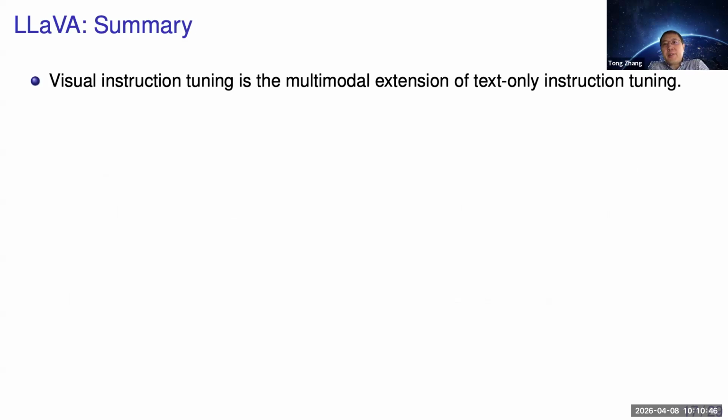Summary, right? So essentially, if we get a quick summary, what we have is visual instruction tuning. It's a multimodal extension of text-only instruction tuning, right? So you need an encoder. Visual instruction tuning is a multimodal extension, and you can think about using any other modality, not only image. As long as you translate those modalities into a sequence of tokens, then you can use very similar things to start to do that, right?